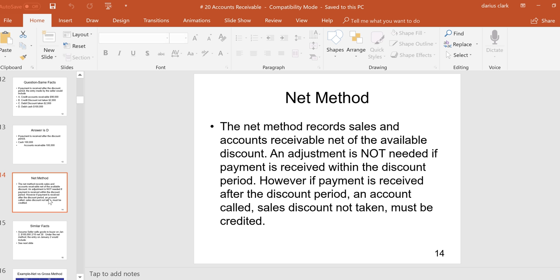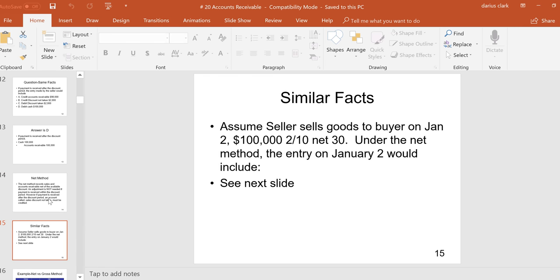We have to include an account called sales discount not taken, which is additional revenue for us because we originally only recorded it net, which means we recorded it as if they were going to take the discount. Then if they do not take it, we get more revenue and more cash. Go to 15. So assume seller sells goods to buyer on January 2nd, 100,000, 2/10, net 30. Under the net method, the entry on January 2nd would look like this.